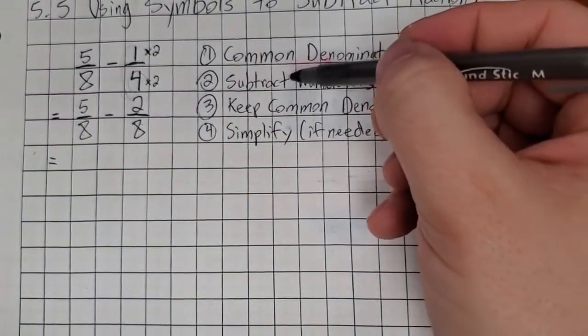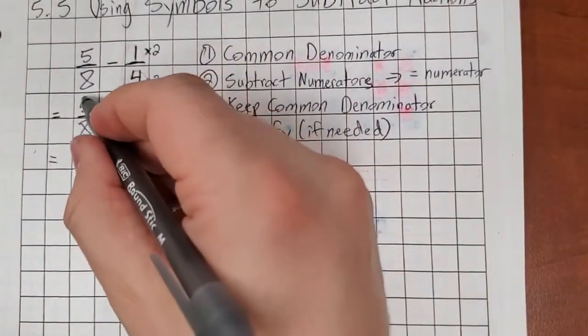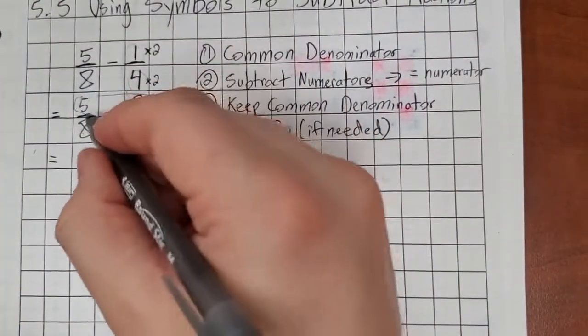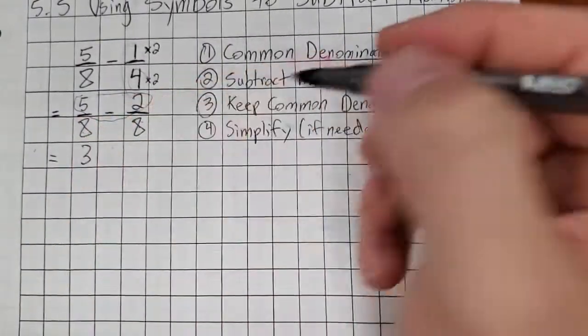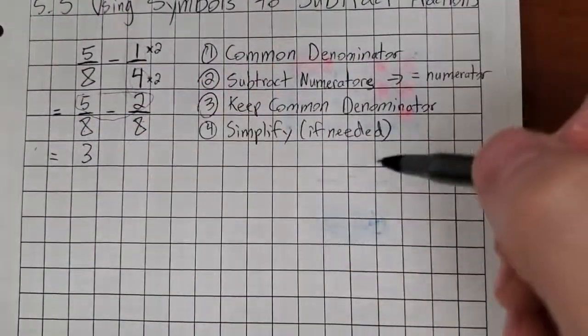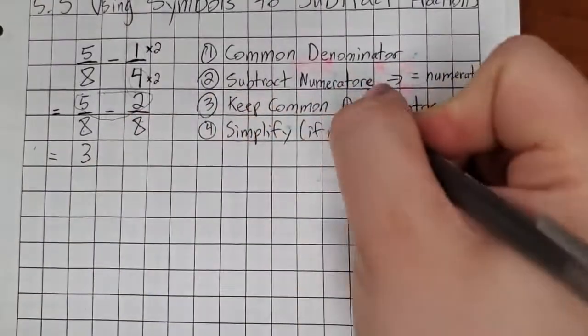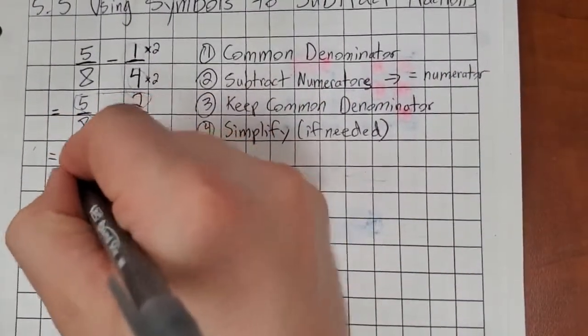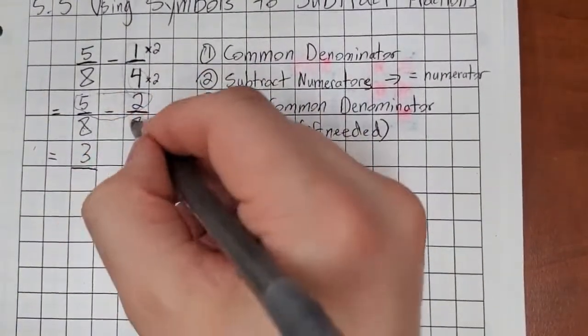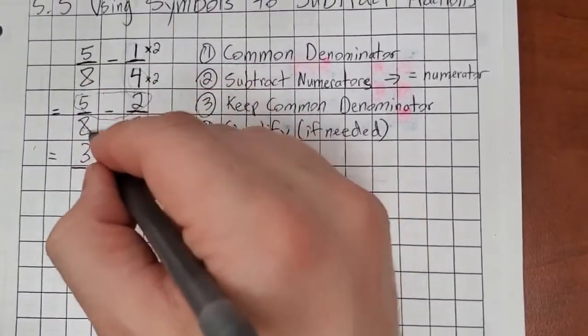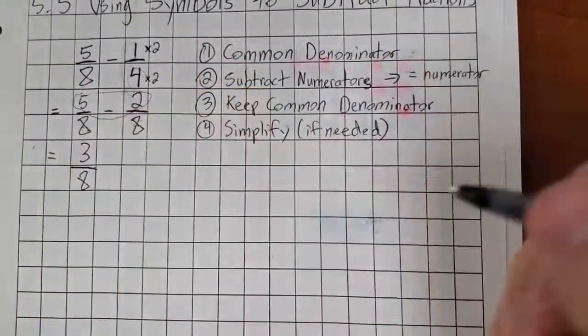Second step is we're going to subtract the numerators. So 5 subtract 2 is 3. And that's going to be our numerator. So step 2 is done. We're going to keep the denominator. That's step 3. So whichever was that common denominator, you don't just get to pick one. It's whichever one you used as your common one. It's going to be the answer.